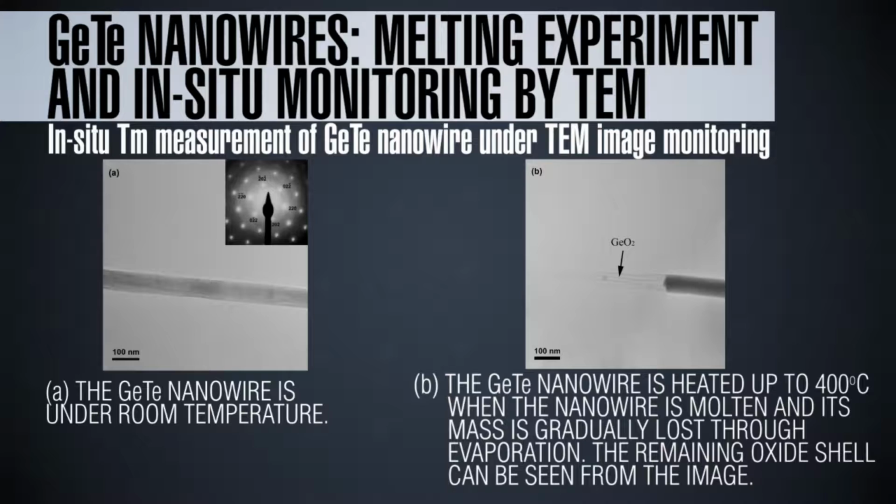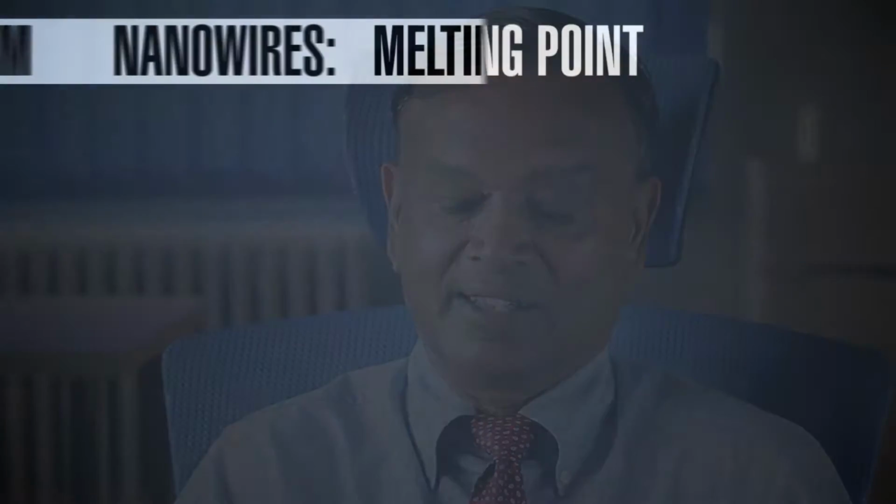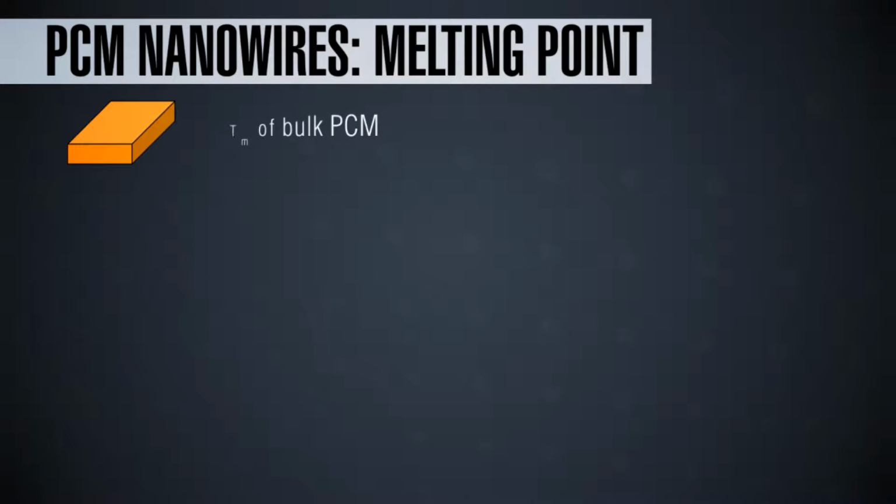This is a case of a germanium telluride nanowire. The germanium telluride nanowire, after it is grown and when it is brought to the TEM room, already has a native oxide, germanium oxide. The germanium oxide melting point is very, very high, so it doesn't melt at this temperature of around 400 degrees. It's only the germanium telluride that melts and oozes out of the germanium oxide shell. This experiment allowed us to measure the melting point of nanowires very accurately.